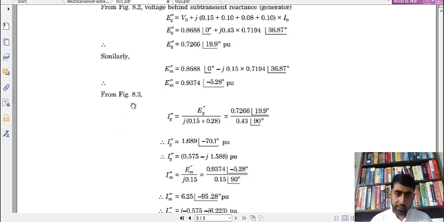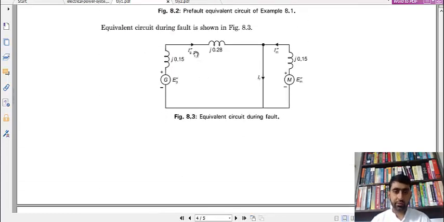So from figure 8.3, what is Ig double dash? This Ig double dash will be equal to Eg dash divided by this impedance, because this impedance will not be there. When we use the superposition principle, we short circuit this, so there will be no current flowing through this. All the current because of this will flow through this. So in that case, Ig double dash will be equal to Eg double dash divided by these impedances.